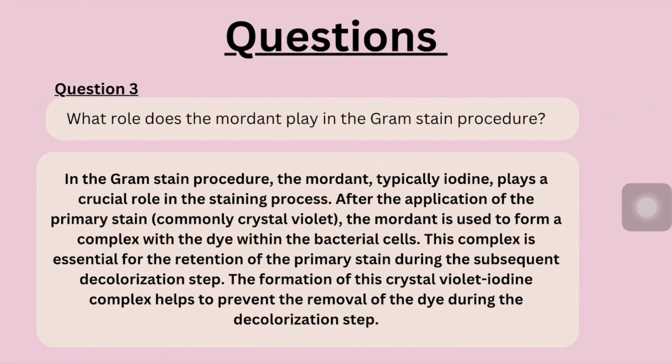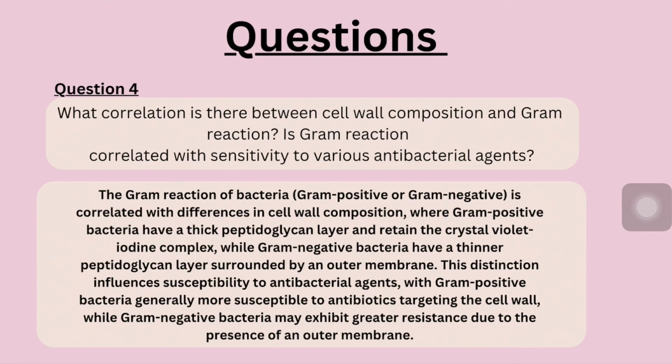The gram reaction of bacteria is correlated with differences in cell wall composition, where gram-positive bacteria have a thick peptidoglycan layer and retain the crystal violet iodine complex, while gram-negative bacteria have a thinner peptidoglycan layer surrounded by an outer membrane. This distinction influences susceptibility to antibacterial agents, with gram-positive bacteria generally more susceptible to antibiotics targeting the cell wall, while gram-negative bacteria may exhibit greater resistance due to the presence of an outer membrane.